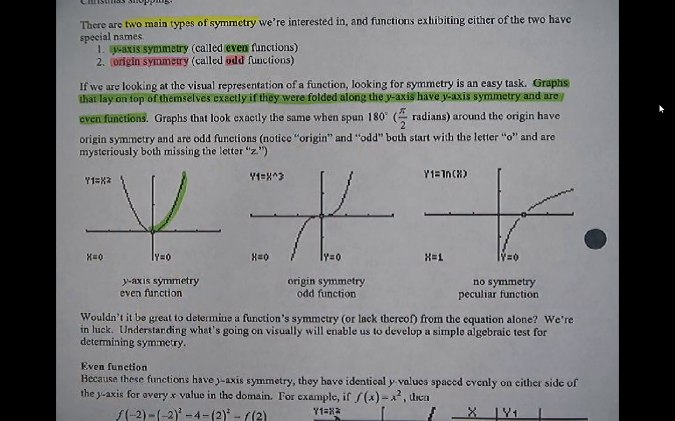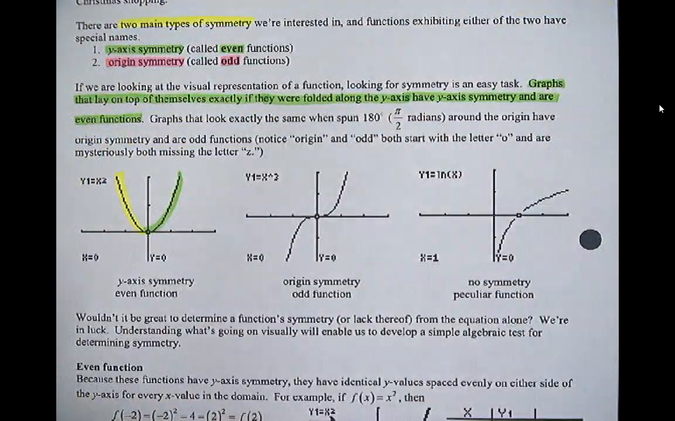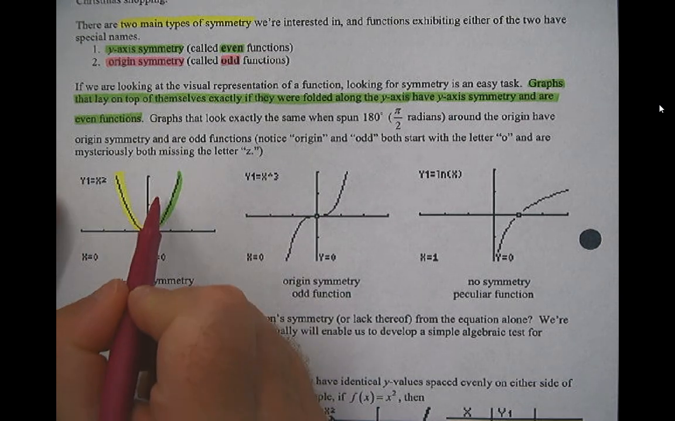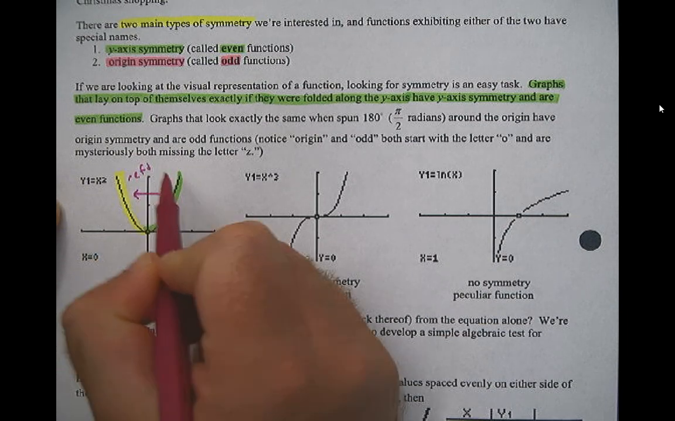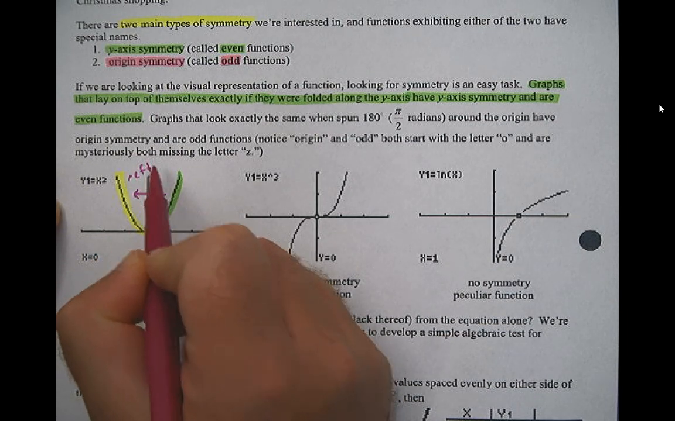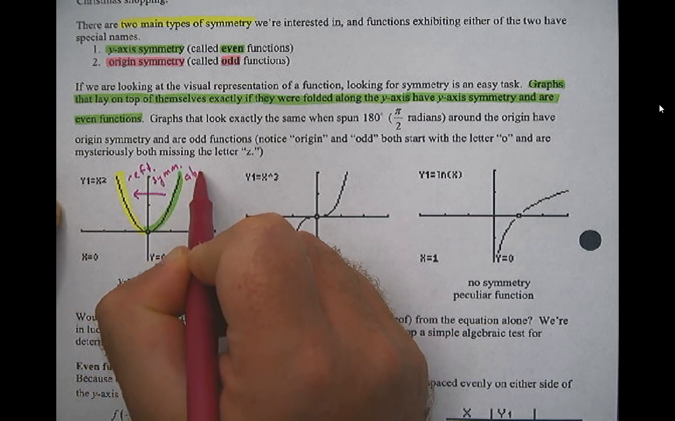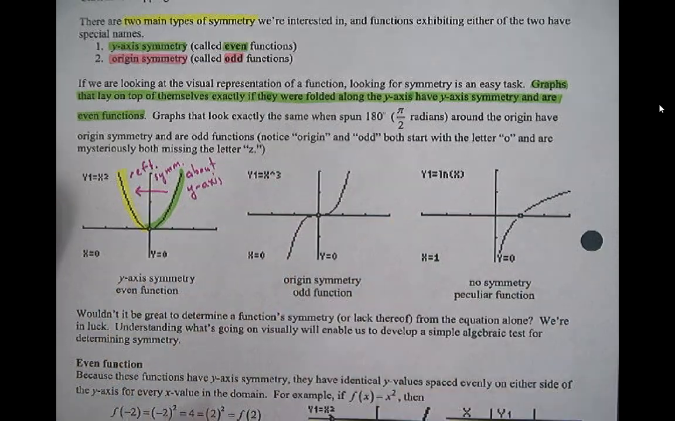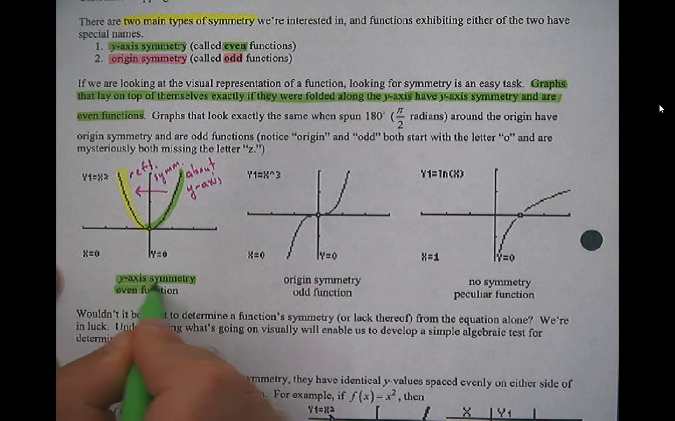This is an example of an even function, because if I take this side of the graph and I fold it across the y-axis, I get the exact same picture. So if I were to highlight this, last year we called this reflective symmetry about the y-axis. This is what we call even function symmetry, or y-axis symmetry.